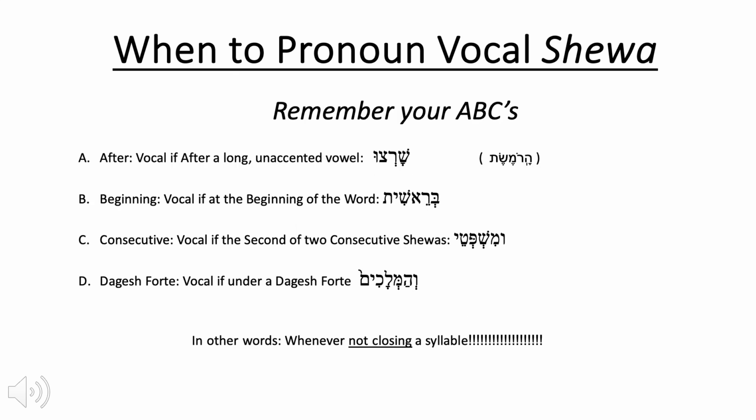So how do you know when to pronounce schwa and when not to? Basically, you do not pronounce the sound of schwa when the schwa is closing a syllable. But to make it even easier, here are 4 quick rules. Rule A. If the schwa comes after a long, unaccented vowel, you need to pronounce the schwa. So this is sharatsu. The word out here to the far right has no schwa.